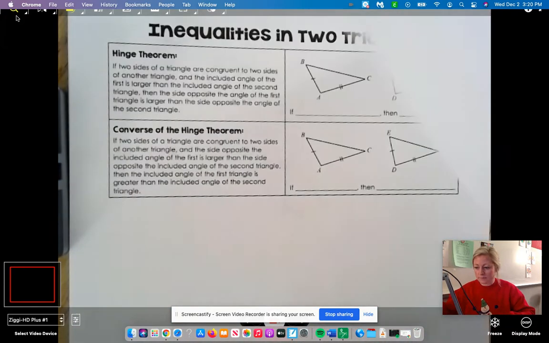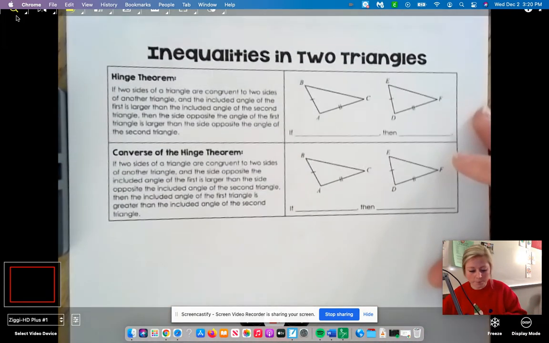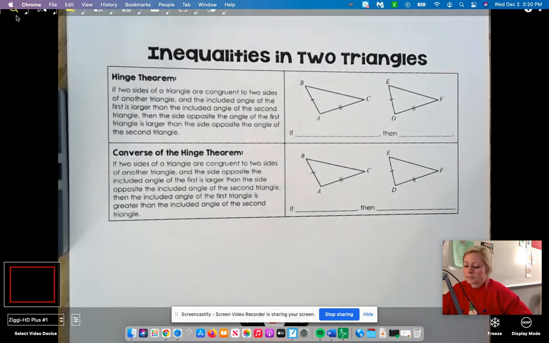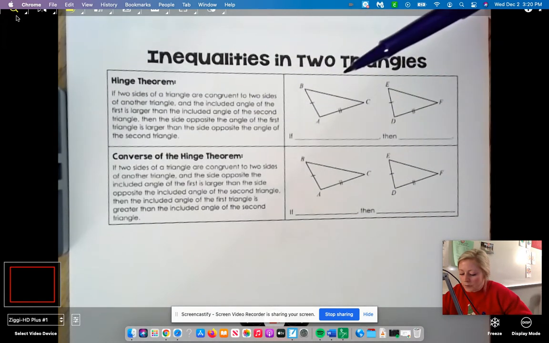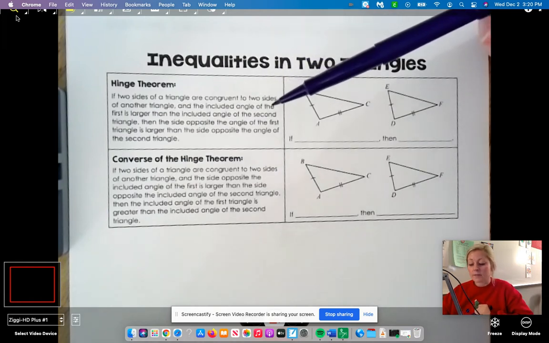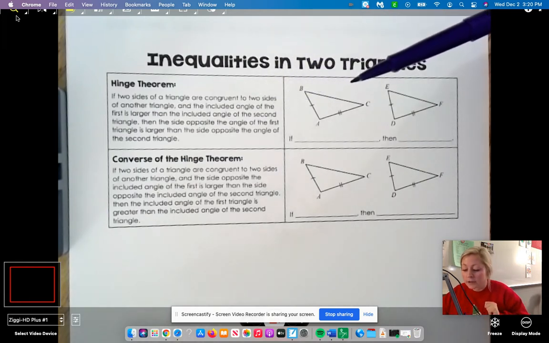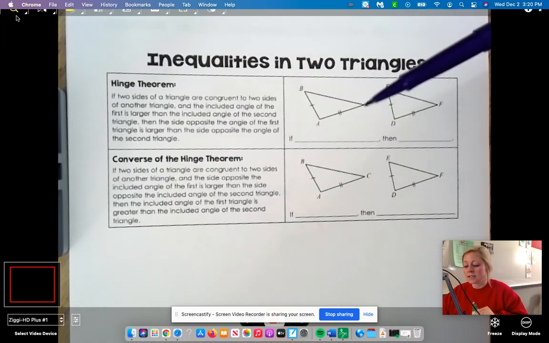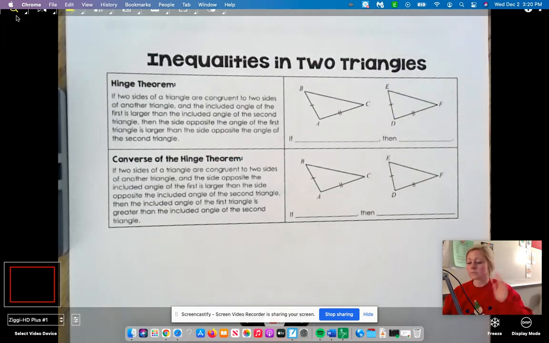So let's fill in your actual notes now, okay? So again, we'll read this real quick together. It says, if two sides of a triangle are congruent to two sides of another triangle, and the included angle of the first is larger than the included angle of the second, then the side opposite in the first triangle is larger than the side opposite in the second.